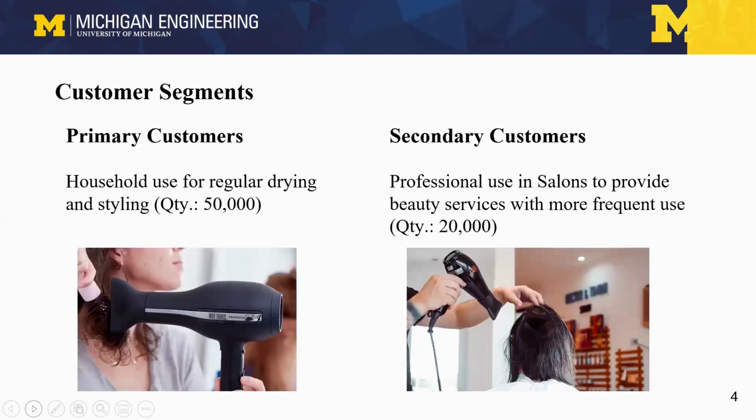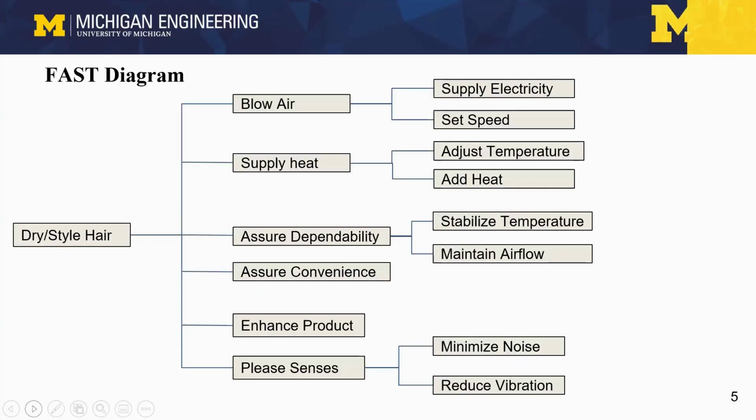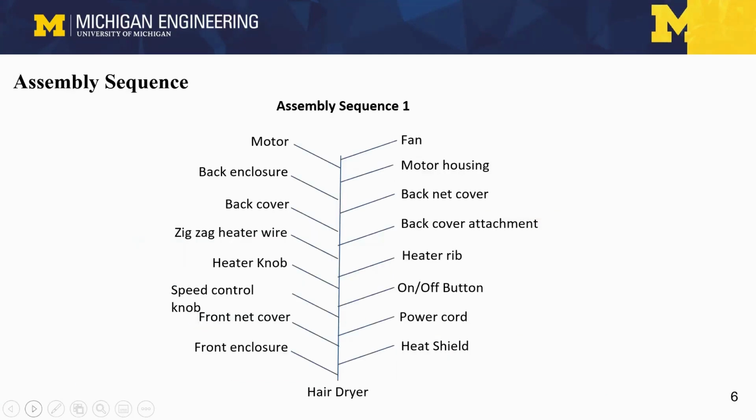We'll be manufacturing 50,000 units for our primary customers, who are household users, and 20,000 units for our secondary customers for professional use and salons. As seen on the FAST diagram, all these sub-functions complement the main purpose of a hairdryer, which is to dry or style hair. Our hairdryer can be assembled in two ways.